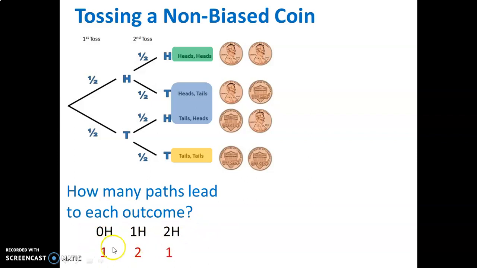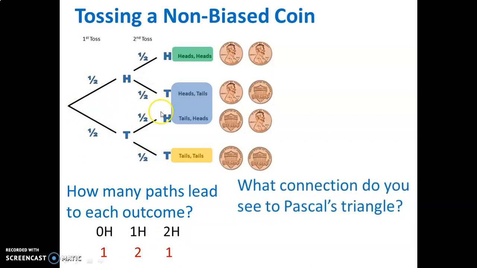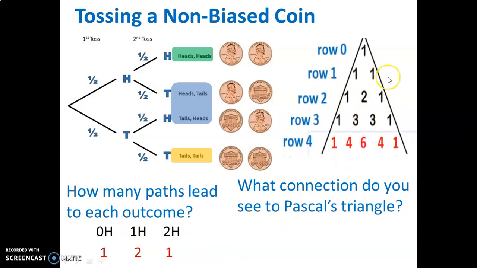Well, we kind of just discussed that. We saw the 0 heads path here. There's 1 path that leads to 0 heads, and 2 paths in the middle that lead to 1 head, and 1 path along the top that leads to 2 heads. So now, what connection do you see between the number of paths and Pascal's triangle? Do you see a connection?